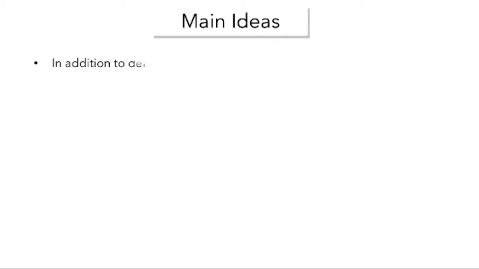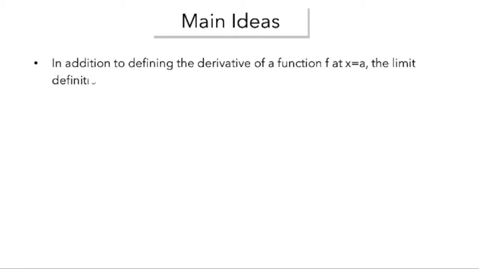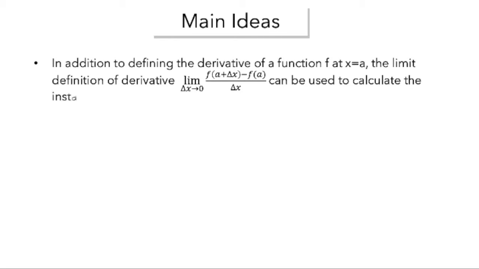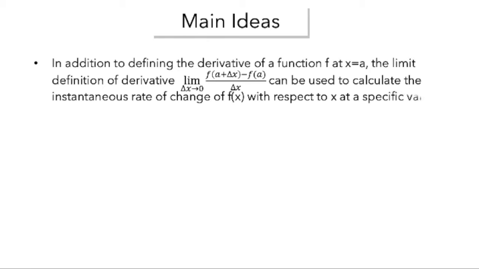In addition to defining the derivative of a function f at x equals a, the limit definition of derivative, limit as delta x approaches 0 of f of a plus delta x minus f of a over delta x, can be used to calculate the instantaneous rate of change of f of x with respect to x at a specific value of x.